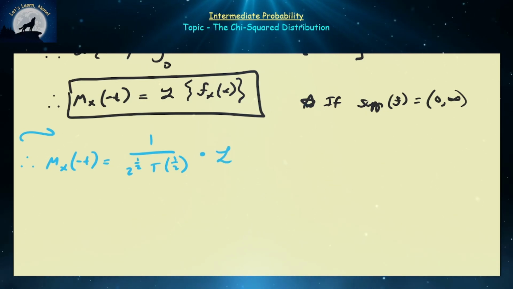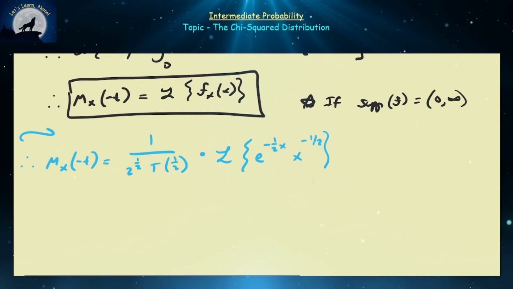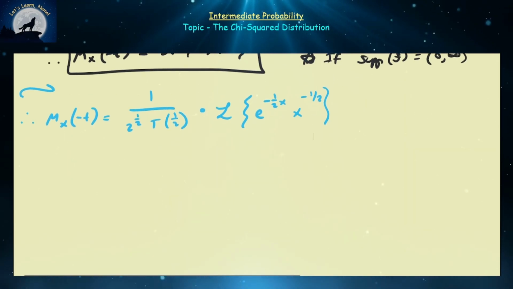And then we're going to have the Laplace transform of e to the minus 1/2 x times x to the power of minus 1/2. Right? Now, you should remember that this is just going to be a shifted Laplace transform of x to the power of minus 1/2 if you remember your identities for Laplace transforms. So if you don't remember, I'll remind you.